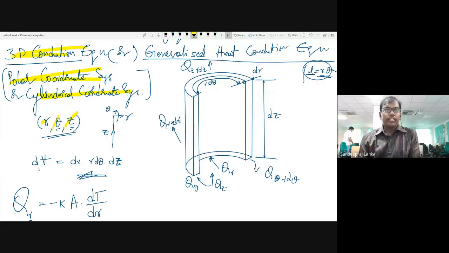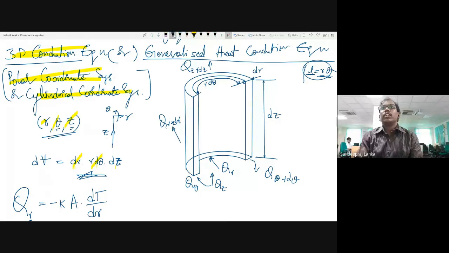And then if you take the volume, the volume will be like this, where the second dimension will be r into d theta, for considering the arc length. This is how you consider the arc length. So all of them are in meters. The unit of this one is in meter, the unit of this one is in meter, and the unit of this one should also be in meter, so that the volume unit will be meter cube.